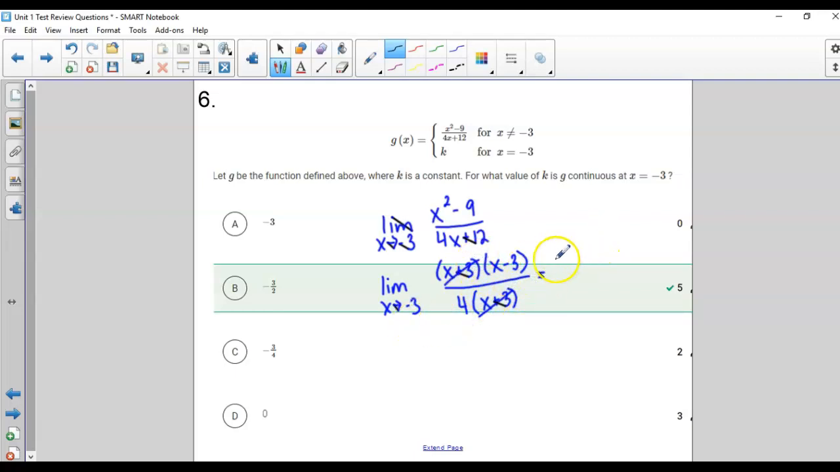So if we plug in negative 3, we have negative 3 minus 3 over 4. And that will give us negative 6 over 4, which gives us negative 3 halves. So that is the limit of this function. We have a hole in the graph at that point. So if we make that k value negative 3 halves, then that'll fill in that hole in the graph. So B is our answer here.